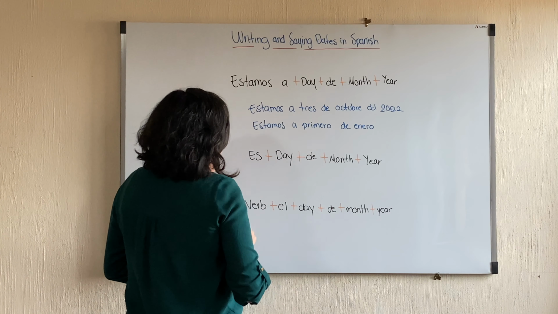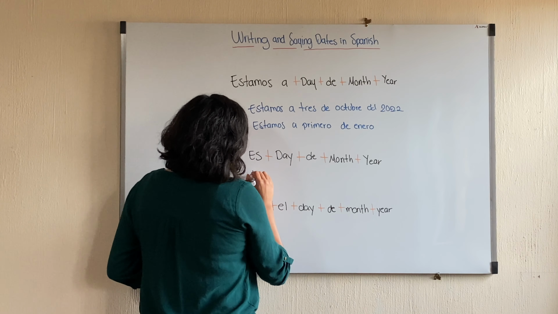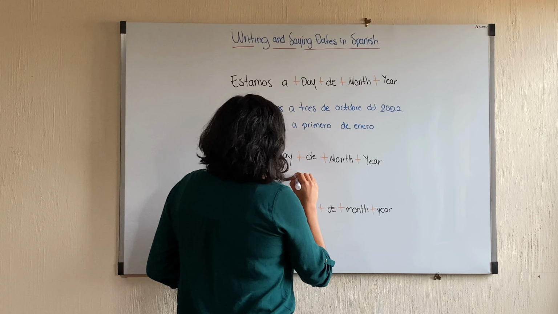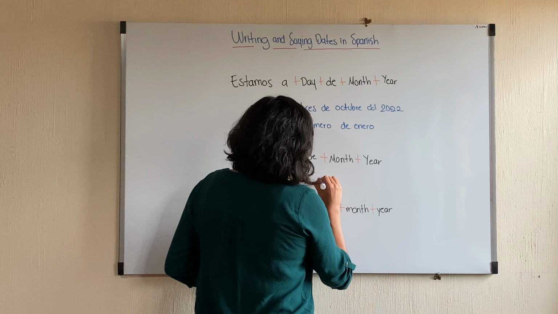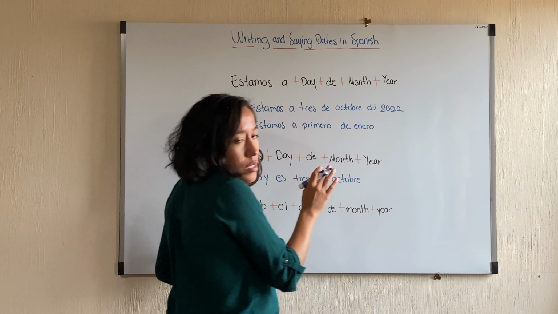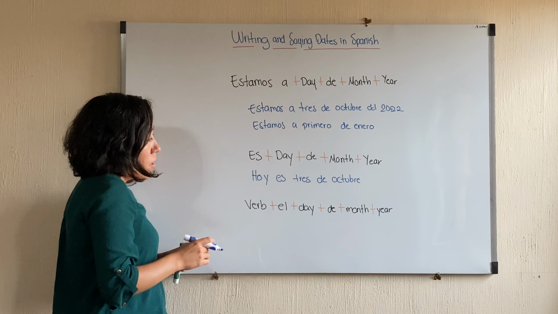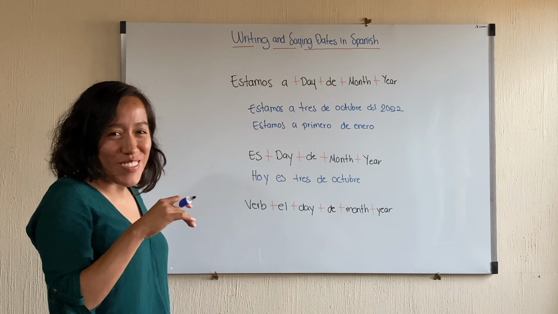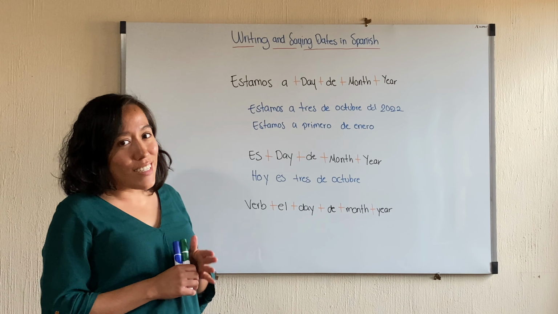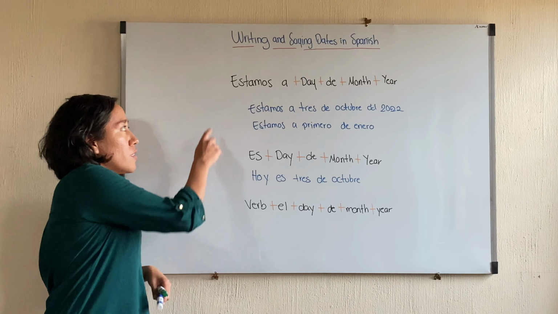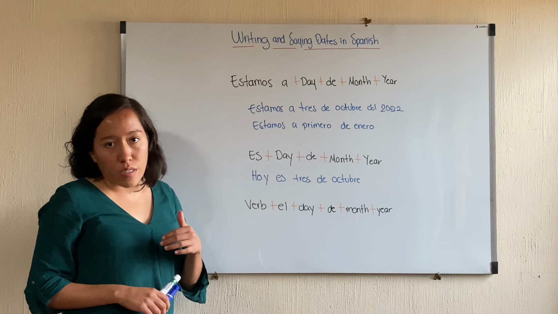So, for example, in this case, it will be hoy es 3 de octubre. And in this case, I'm just going to omit the year because it's pretty clear what year is today. What year is today? That sounds a little bit weird. So let me try that again. What I meant is this current year. So these formulas are perfect if you want to say today's date.